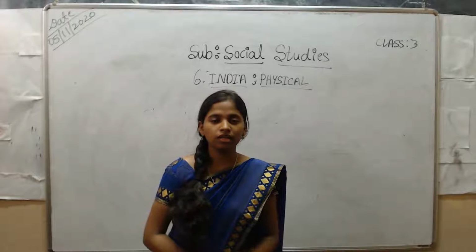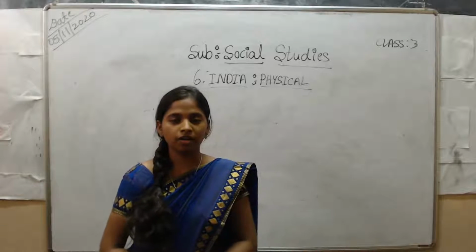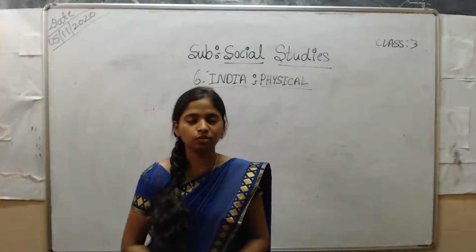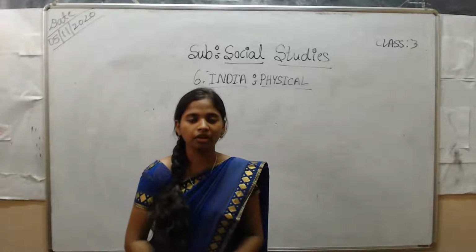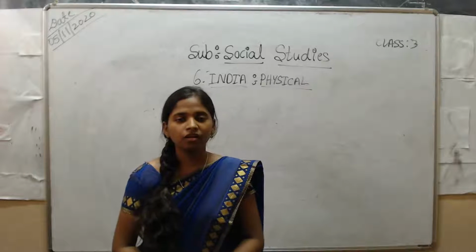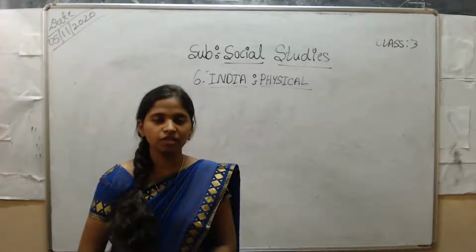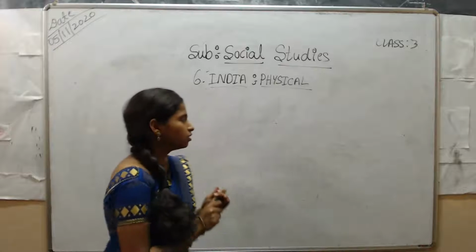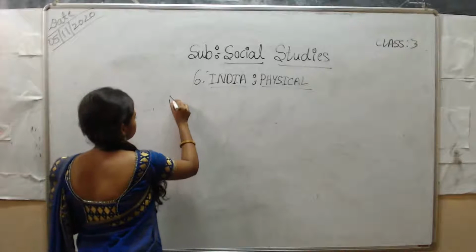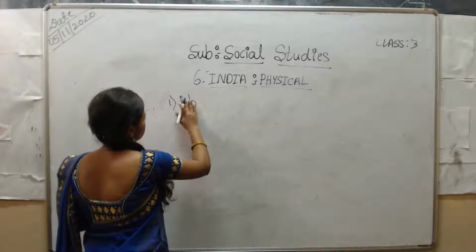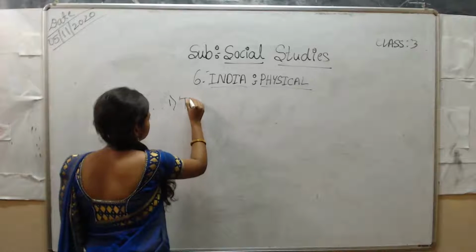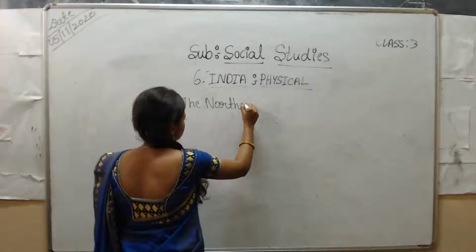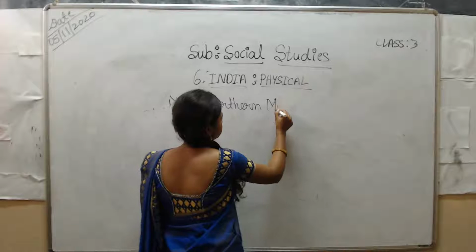According to these landforms, India has been divided into six main physical divisions. We discussed this in your previous class, so let us recall the whole chapter again and we'll finish the chapter today. Students, there are six physical divisions according to our Indian landforms. What are those? First one, the northern mountains.